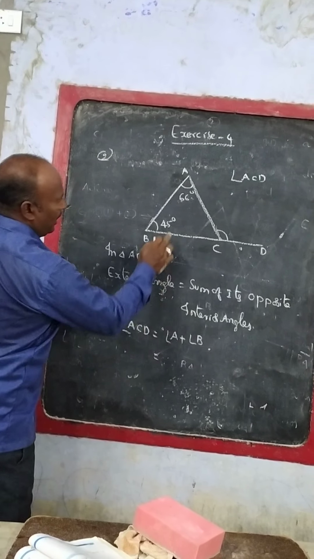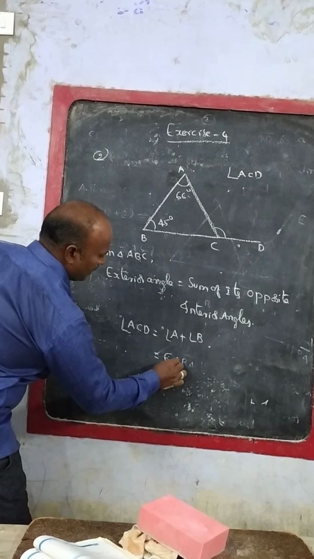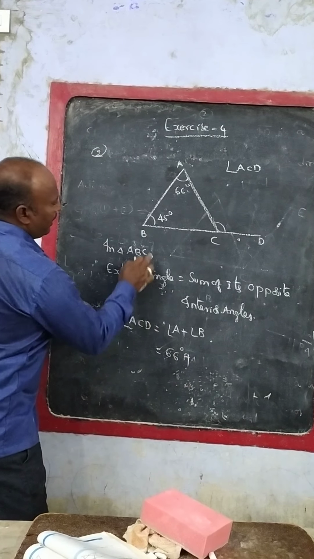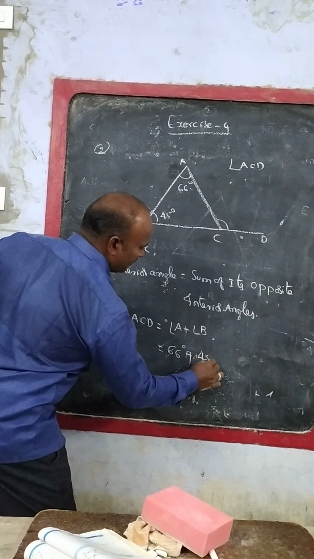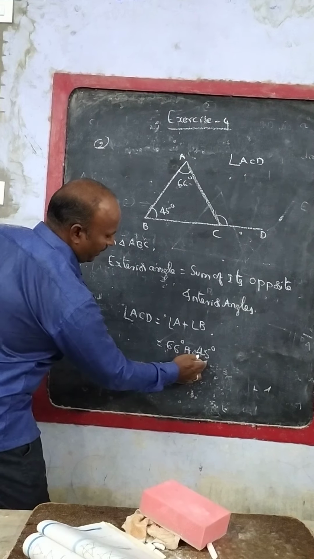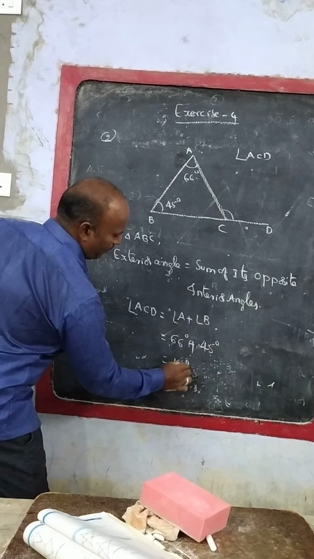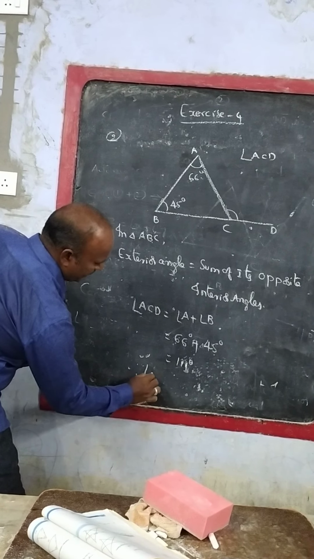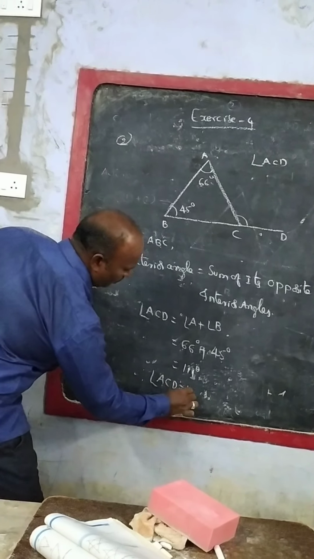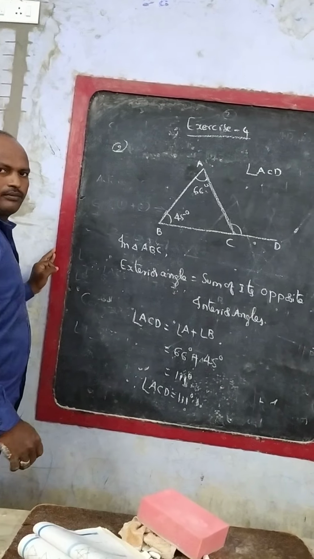Angle A means 66 degrees, plus angle B means 45 degrees. So that is equal to 6 plus 5, 11, so 111 degrees. Therefore, exterior angle ACD is equal to 111 degrees.